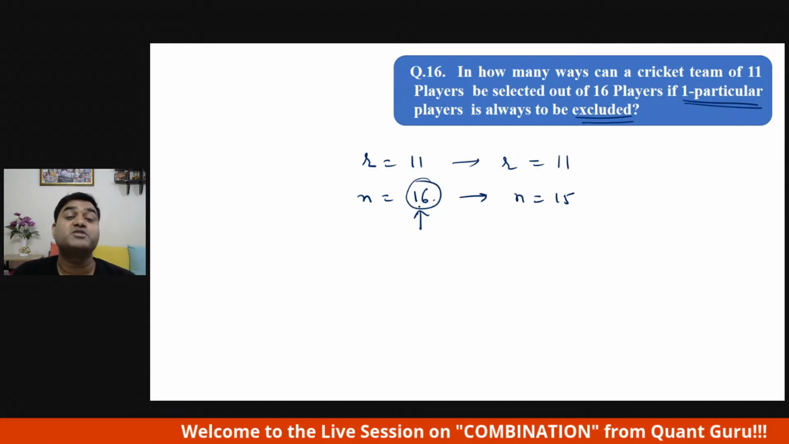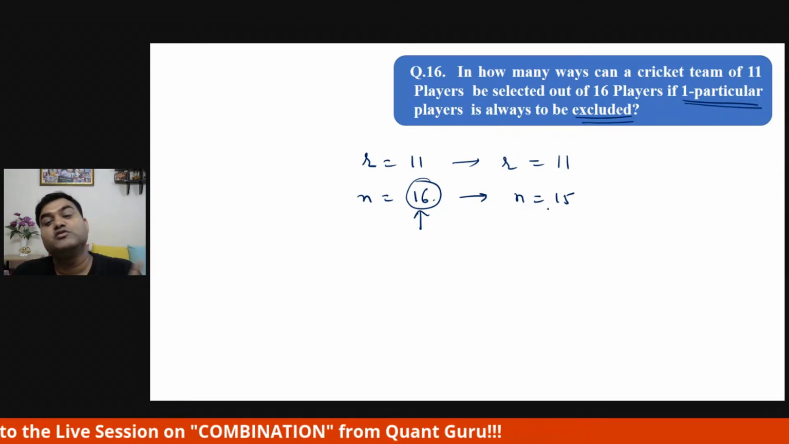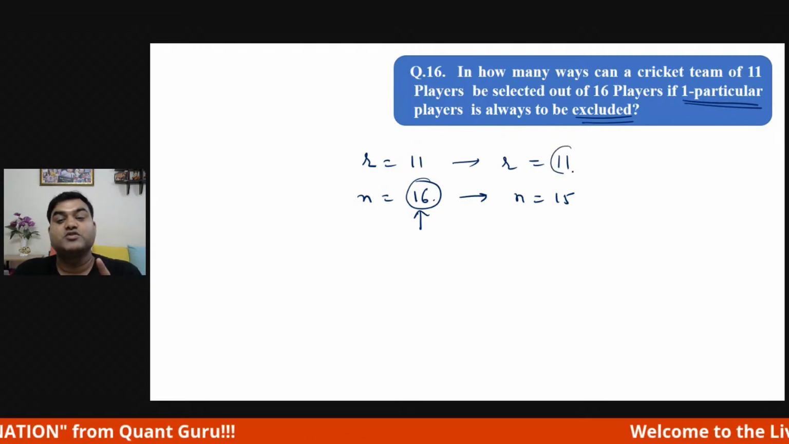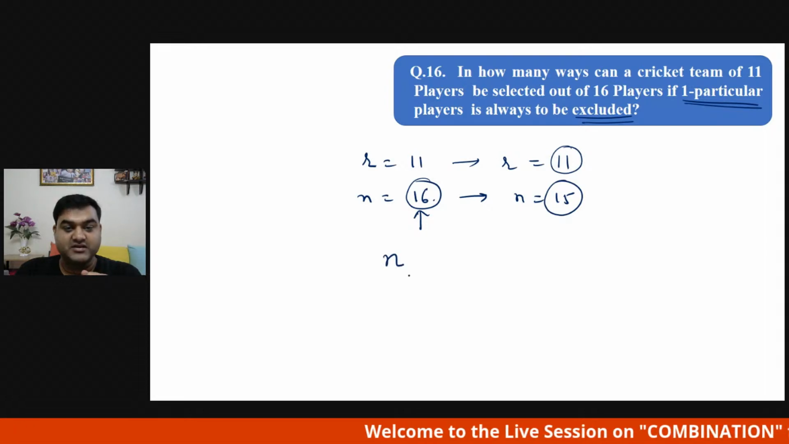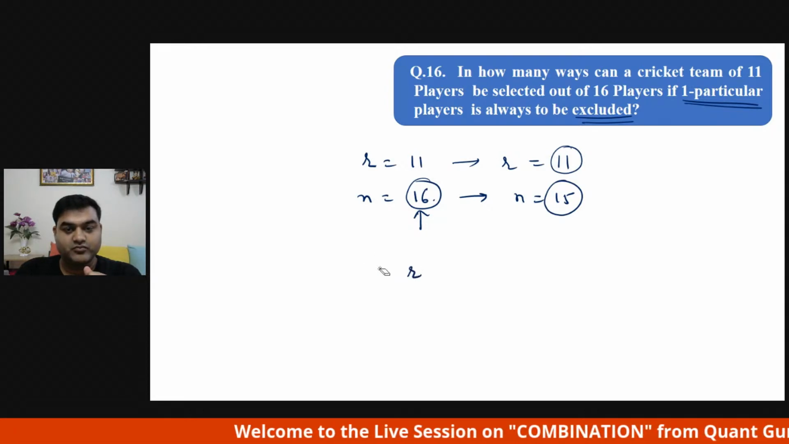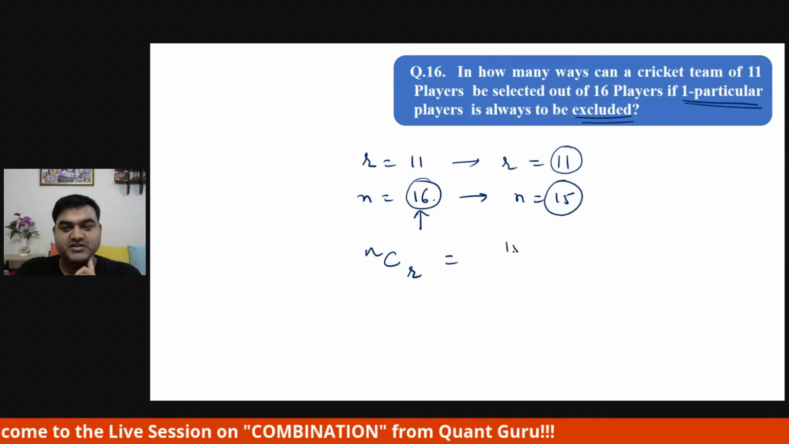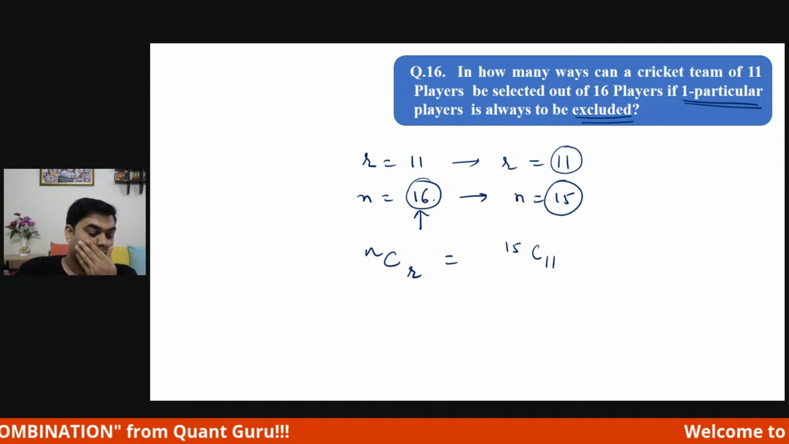So now how many options do we have? 15 options. So the new n value will change into 15, but a team of 11 is a must. So this will be our nCr. So the answer will be 15C11, right?